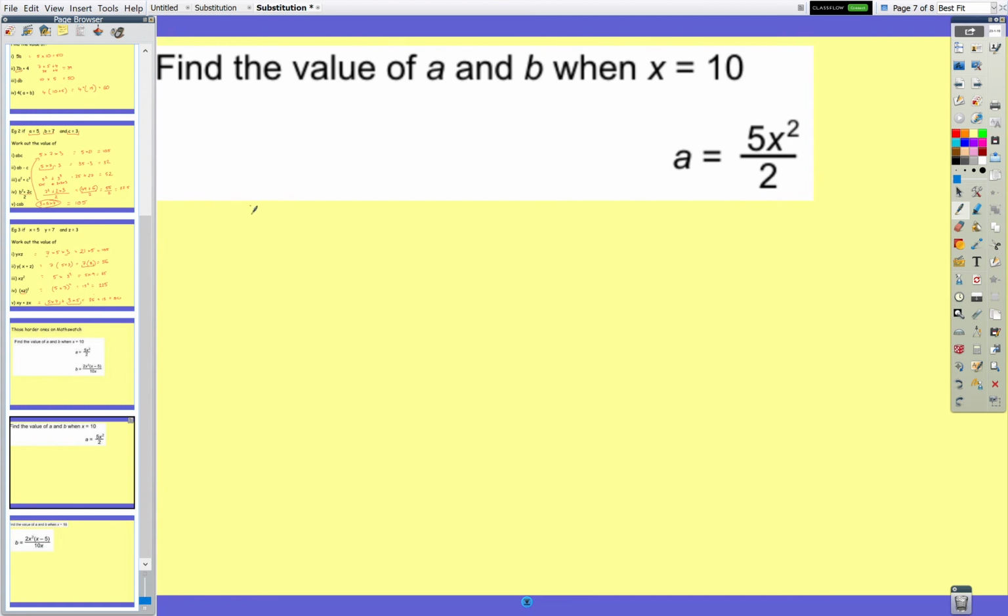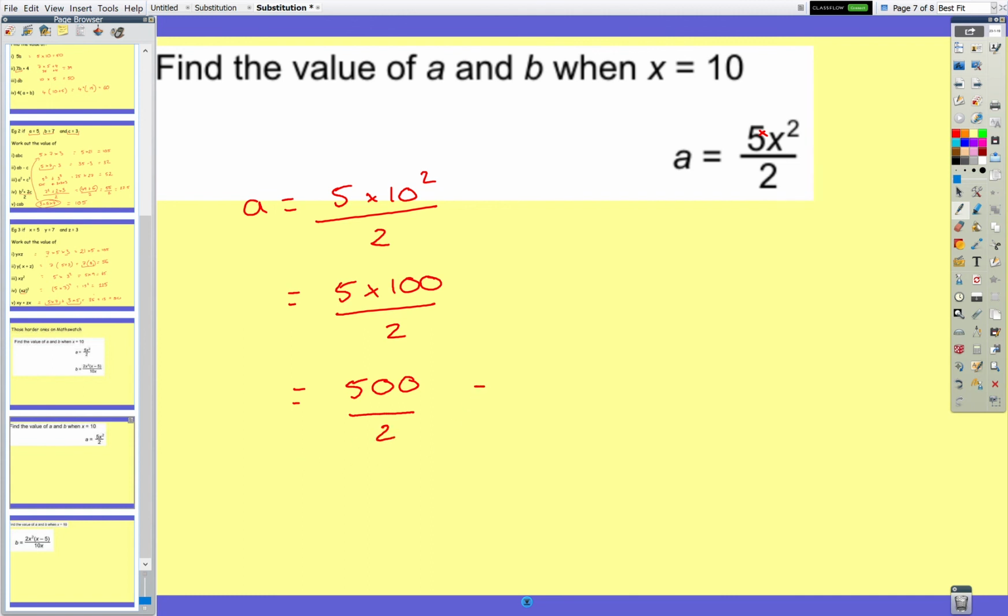So we've got A equals, and what I'm going to do is replace my letter with my number. So we've got 5 lots of, remember it's 5 times x squared, so 5 times 10, all squared, all over 2. So using BODMAS, we've now got 5 times 100, all over 2. And that obviously gives me 500 all over 2, and my final answer is 250.